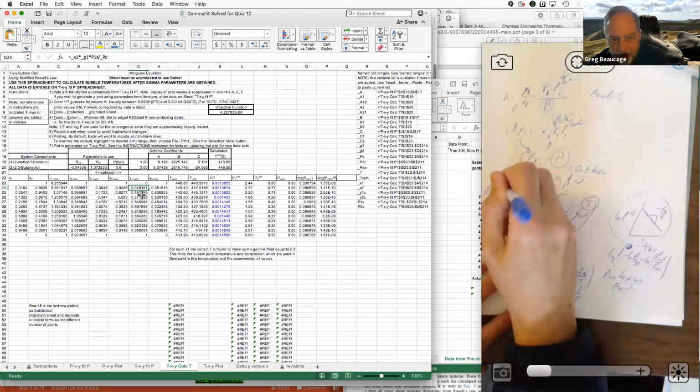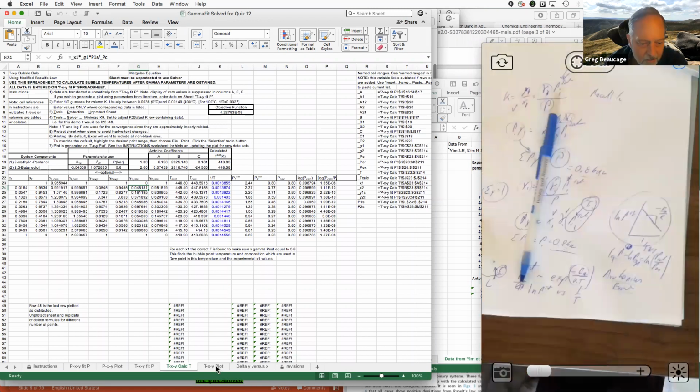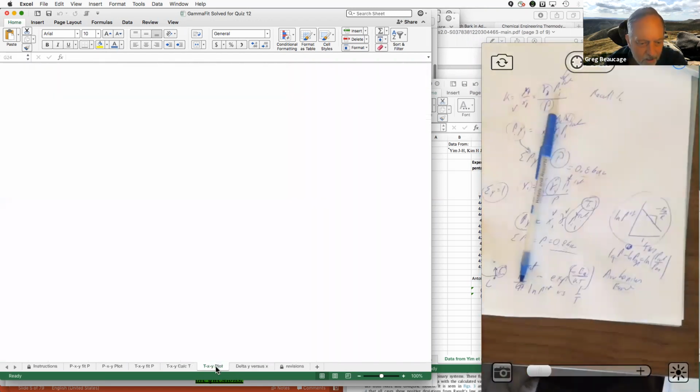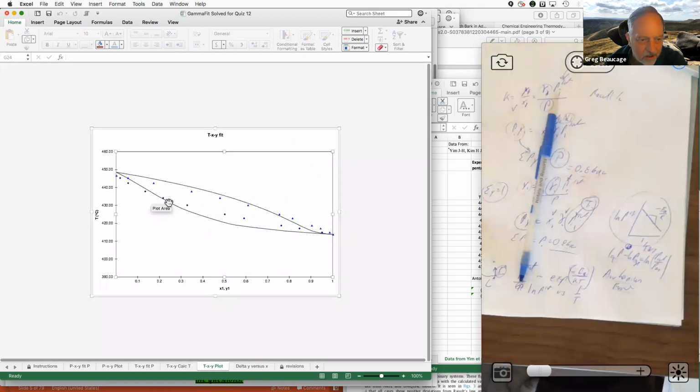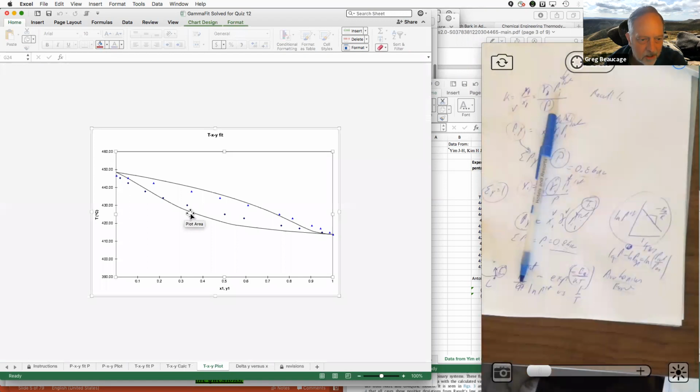That's the temperature bubble point, right? So that's the bottom of the TXY plot. Those things are plotted: the Y is plotted here and the temperature is plotted there. Then he takes that same bubble point temperature, and in equilibrium with that is some X, that's the experimental X.